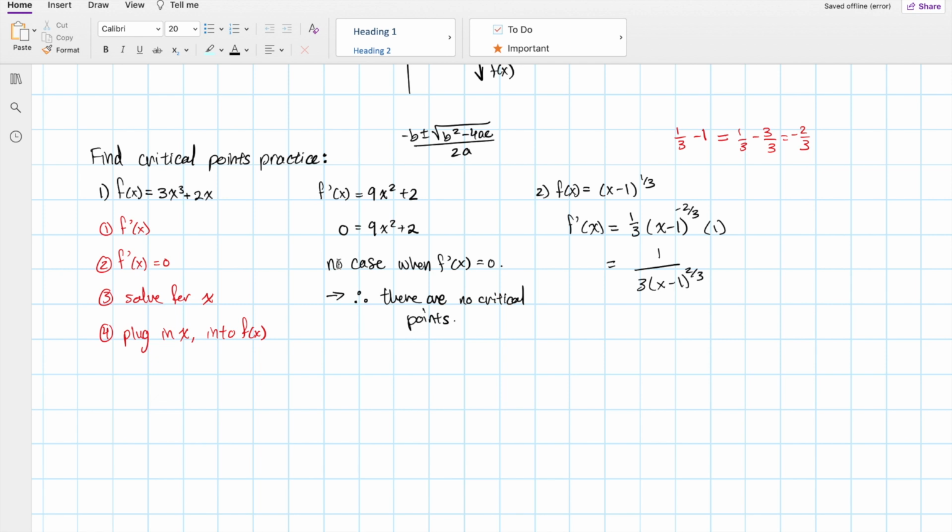Well, the next step says to set f prime of x equal to 0. Just to show you what happens if we do that, if we say 0 is equal to 1 over 3 times x minus 1 to the 2 over 3, we can multiply both sides by 3 times x minus 1 to the 2 over 3. Okay? But then we see that we end up with, again, 0 times anything is just 0. We get 0 is equal to 1. Well, that's not the case. 0 is never, ever equal to 1. So we can't do this, okay? But it's good to check.